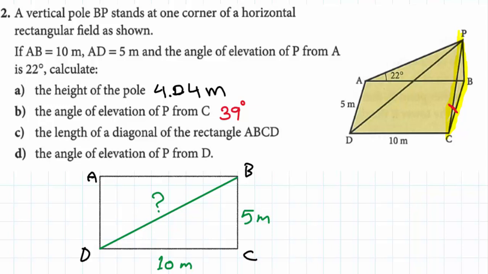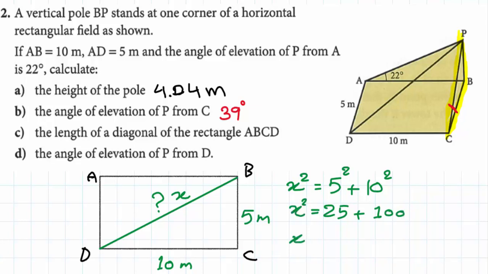Yes. It's right time to use Pythagoras. Then let's name this diagonal x to be easier in Pythagoras. We say x squared, the diagonal squared, is equal to 5 squared plus 10 squared. Then 5 squared is 25 and 10 squared is 100. This is x squared, so x squared is equal to 125.